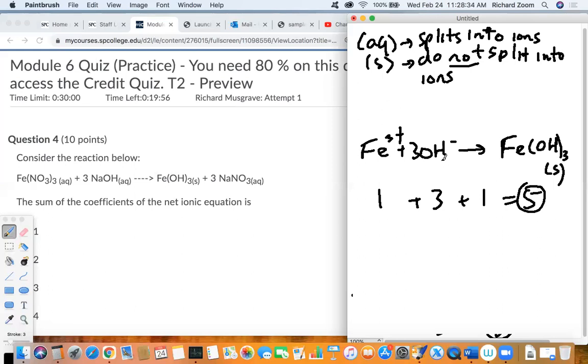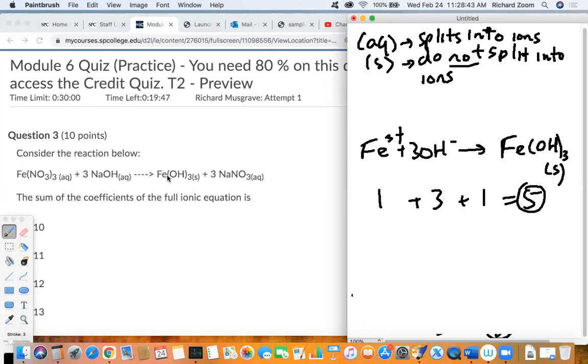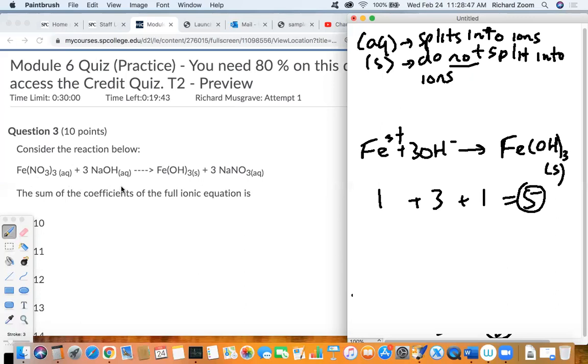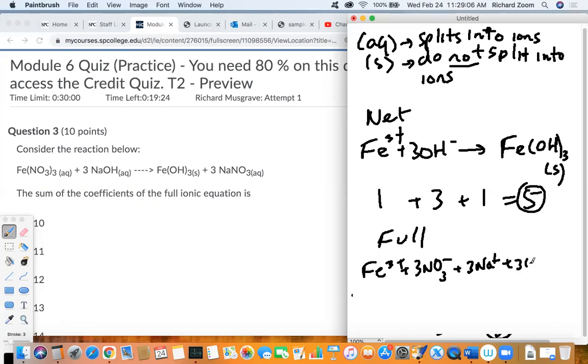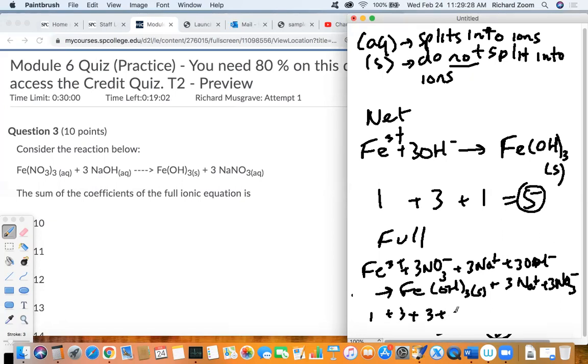I have a question. Yeah, Kirsten. So what's the difference between number 3 and number 4? Well, in number 3, it's the full ionic equation, which is every single ion, regardless of whether it's the same on both sides. I'm going to write the full equation again just for the sake of clarity here. Fe3+ plus 3 NO3 minuses plus 3 Na pluses plus 3 OH minuses gives Fe(OH)3 solid plus 3 Na pluses plus 3 NO3 minuses. And if you did the sum of the coefficients, 1 plus 3 plus 3 plus 1 plus 3 plus 3, it's going to be 14. That's the difference, net and full.